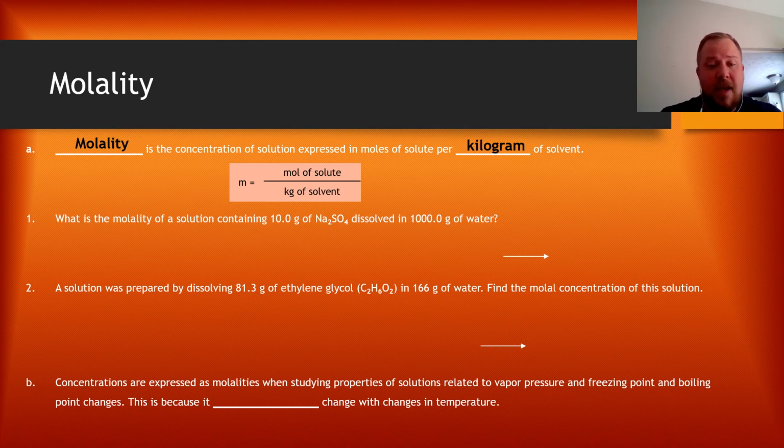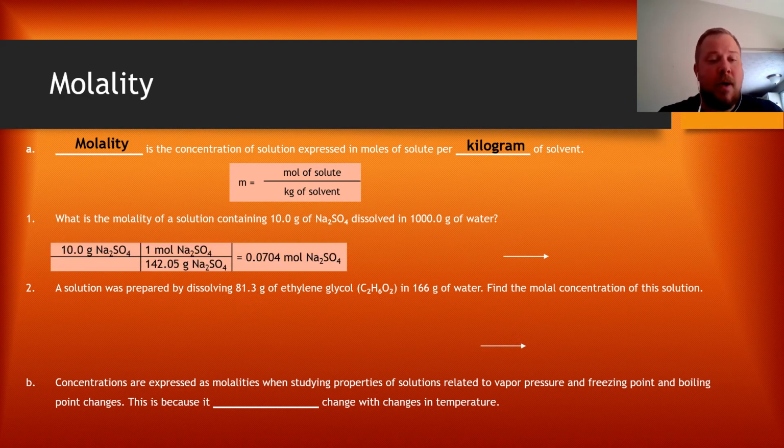Well, it gives me a mass of solute, which I don't want. I need moles. So the first thing I'm going to do is take 10 grams of the solute, which is Na2SO4, and divide that by its molar mass, which is 142.05. When I solve that out, I got 0.0704 moles of Na2SO4.